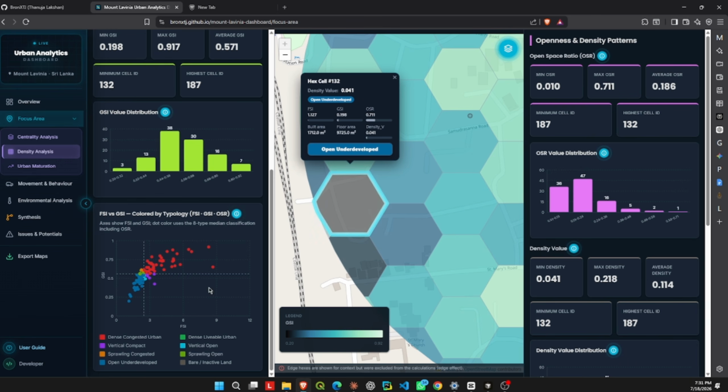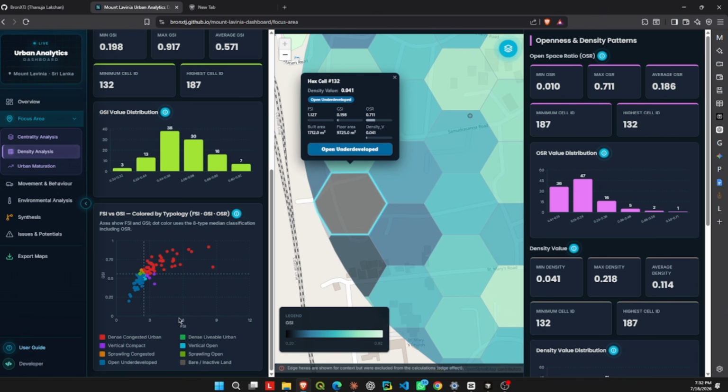This chart basically answers, like I said before, what type of built form dominates the Mount Lavinia area. Dots in the upper area, in red color, have high floor intensity and high ground coverage, usually compact or congested high-rise building areas. Dots in the lower area are open or underdeveloped. Here we can see 8 typology classes. This classification follows the SPACE matrix method used in urban morphology studies.